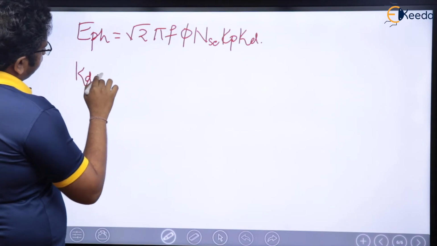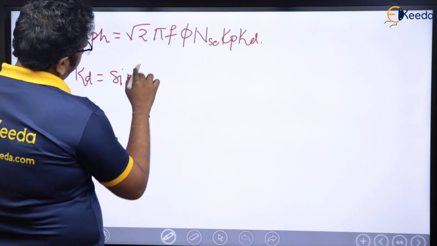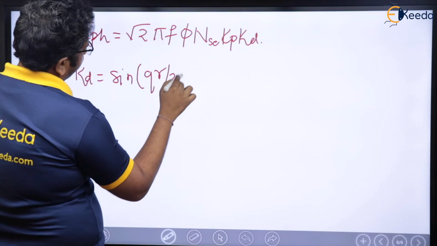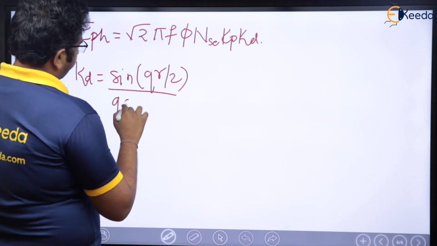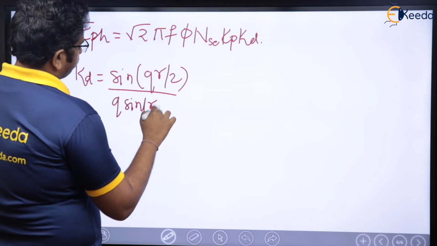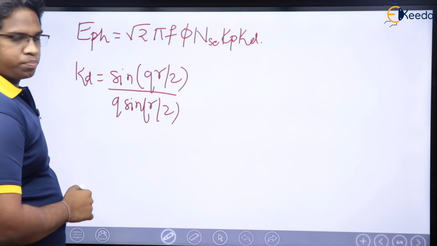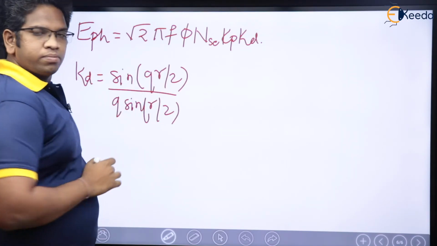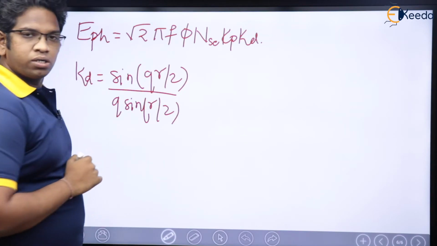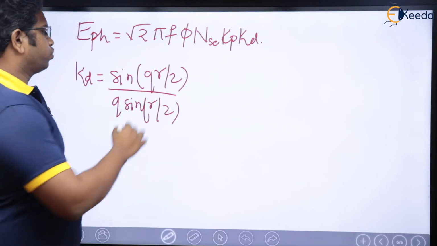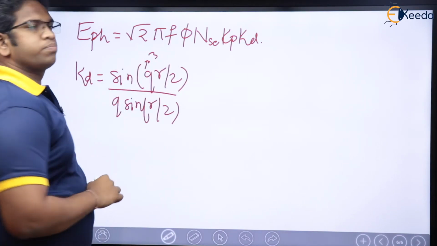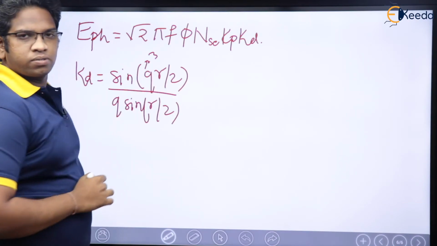What is Kd? Sine Q gamma by 2 upon Q sine gamma by 2. Now, for that, I need to find what? I need to find Q. Q is already given. Q we already know. Q is 3.